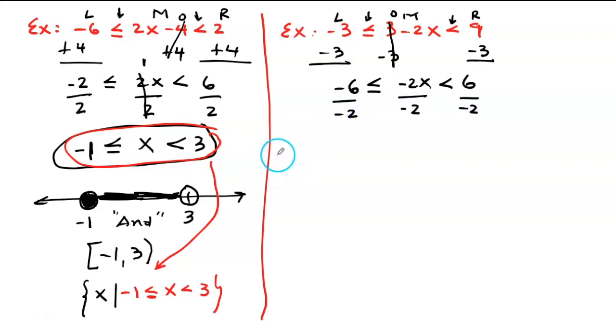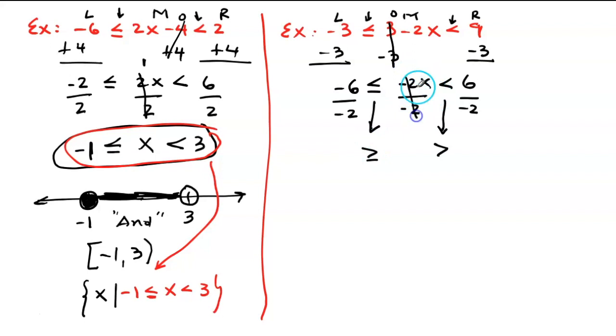Now here comes what's different about inequalities. Every time I divide or multiply by a negative, my inequality symbols will flip, will switch the direction. Every time I divide or multiply by a negative number, I flip the symbol. So this is less than, it becomes greater. This is less than, it becomes greater. You have to flip both inequality symbols. Okay, be aware of that.